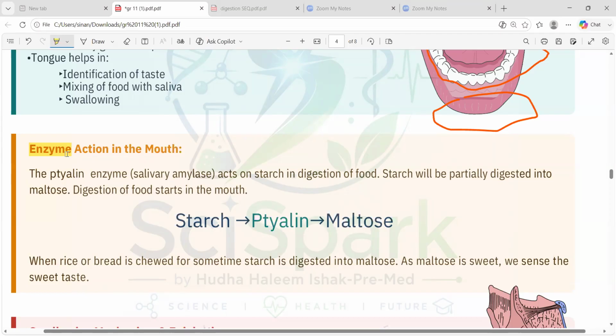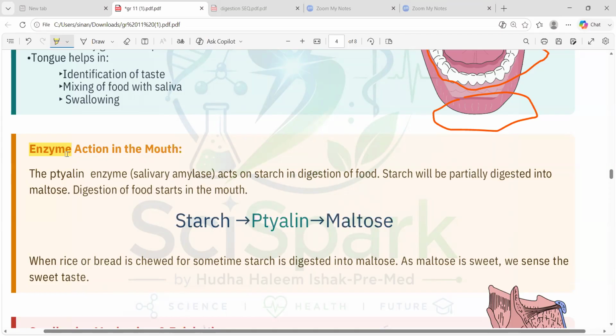So the chemical digestion and also the mechanical digestion, both of them will start from the mouth itself. You all have to remember this point. This is an MCQ point. Both the mechanical and chemical digestion take place in our mouth.